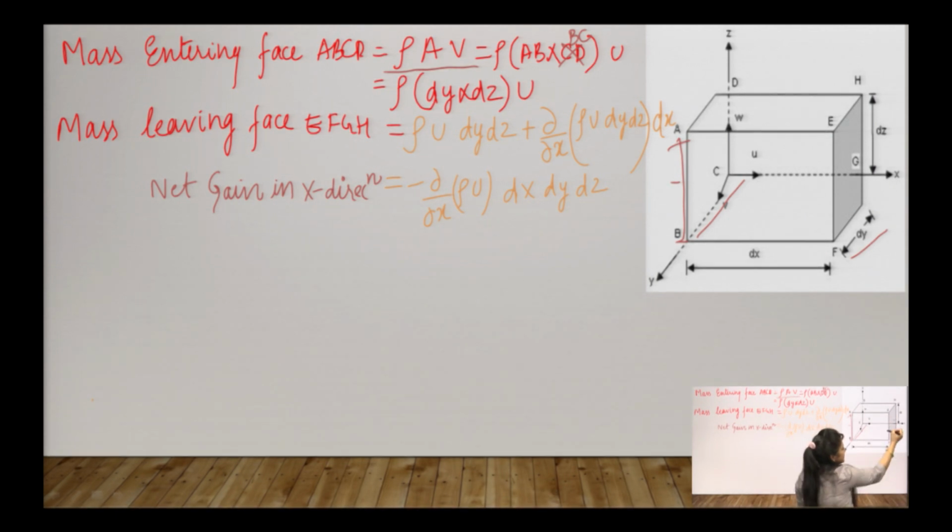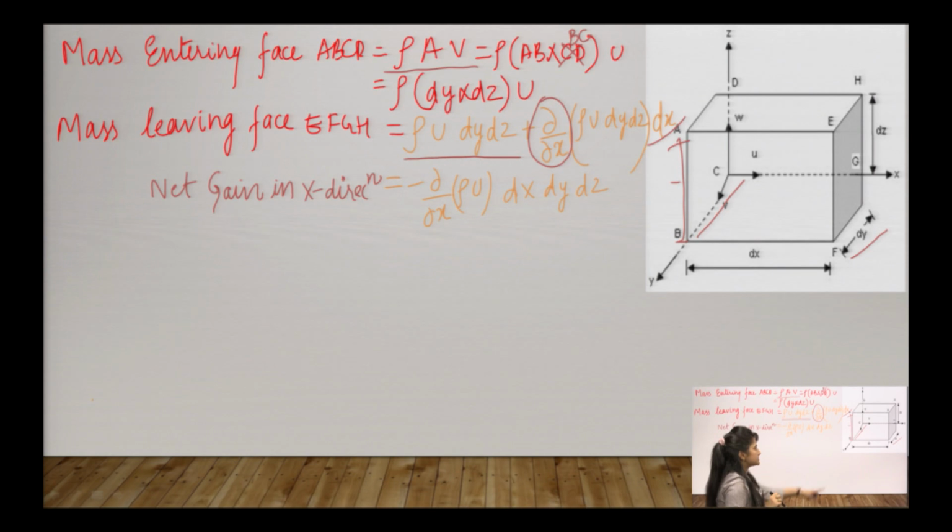Now, calculating the mass leaving the phase E, F, G, H, or you can say after travelling a distance of dx. We have entered the mass from here and we have calculated the mass over here, A, B, C, D, rho dy dz into u. Now, we are calculating the mass exiting from this end, that is after travelling a distance of dx, what is the change in this mass. So, the amount of mass it has entered plus that change in x direction with respect to this distance dx, this will be the change.